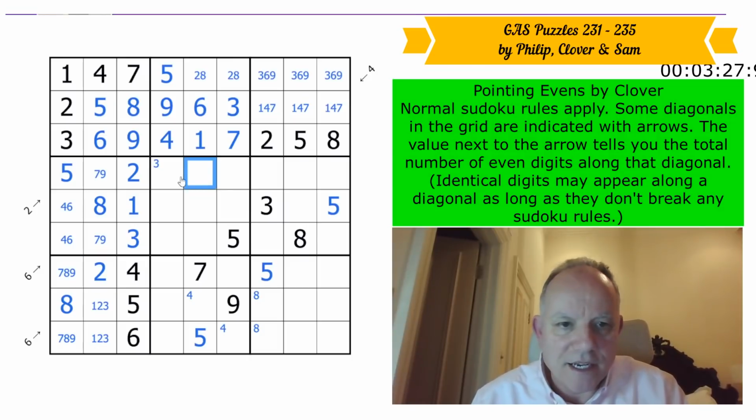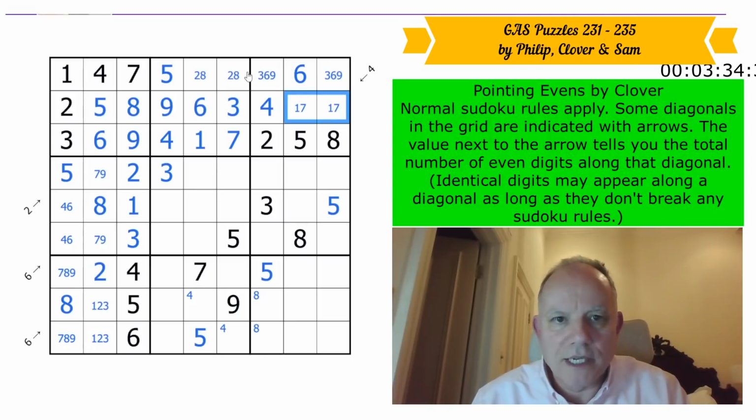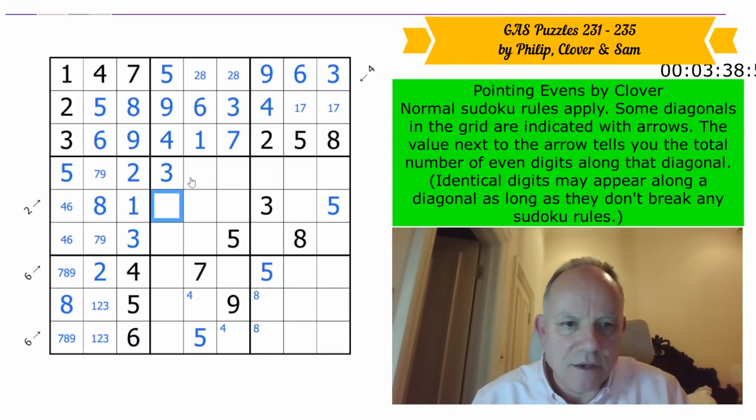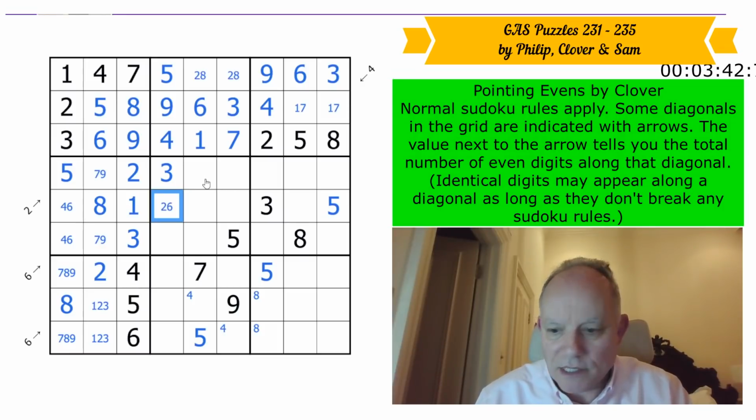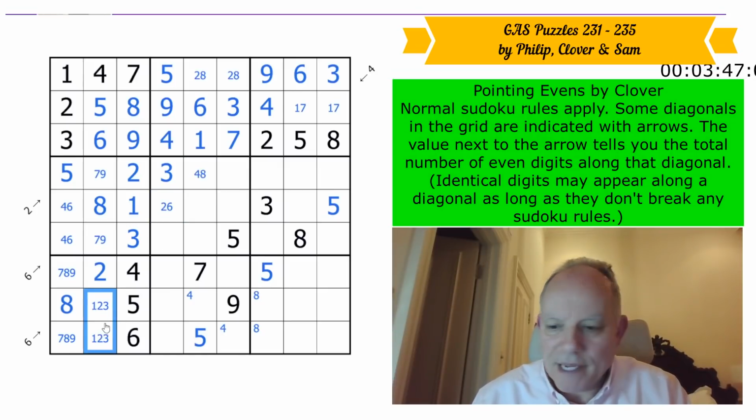That's not a 3. So 3's there. That's a 4. That's a 6. Only one even choice, of course, in all of the other cells apart from that 3 and 7. So these two, that is 2 or 6. This one is 4 or 8. Wow, I mean, that was strange.